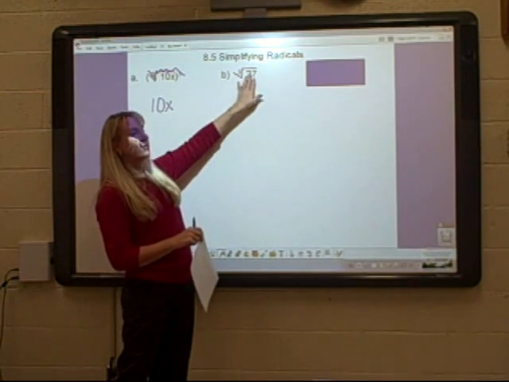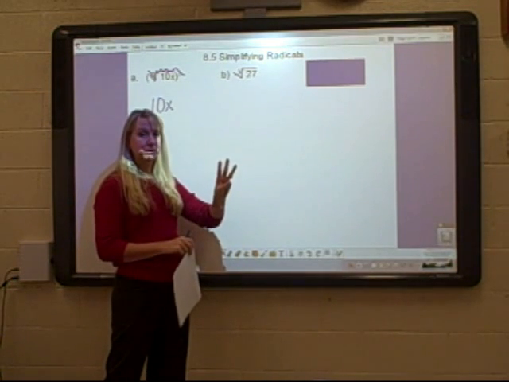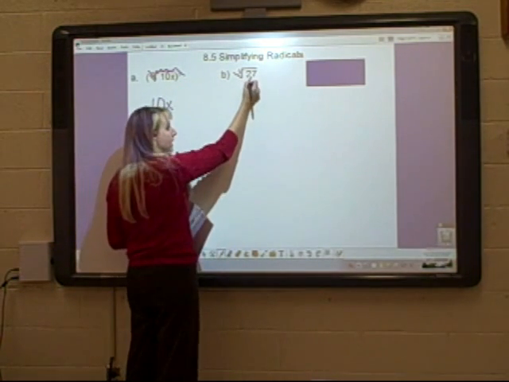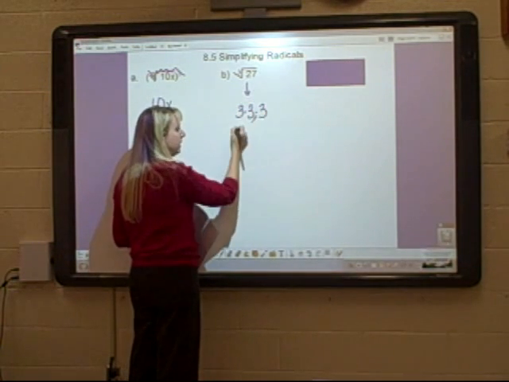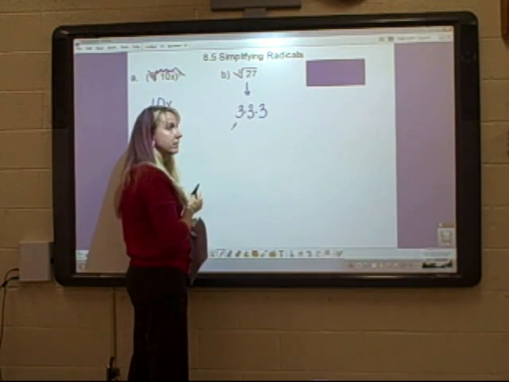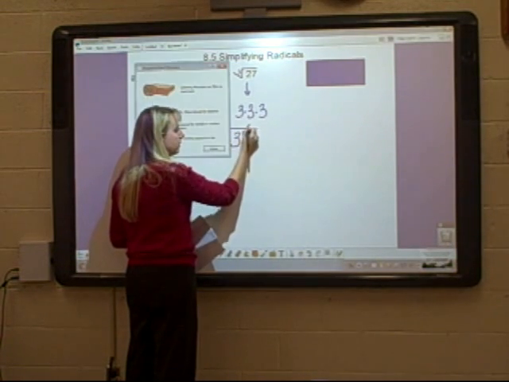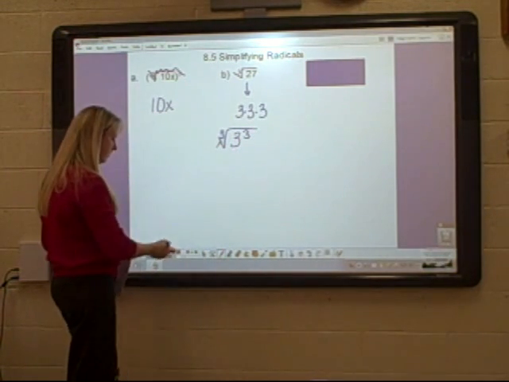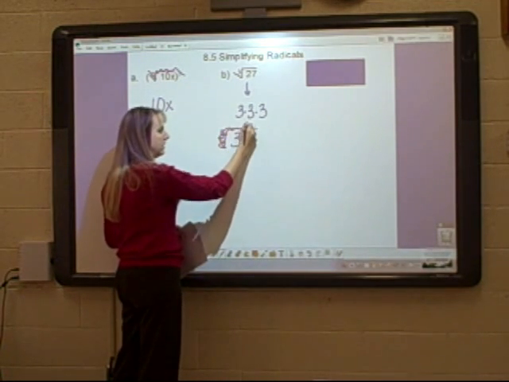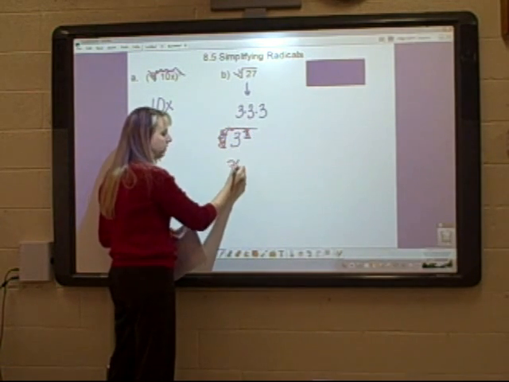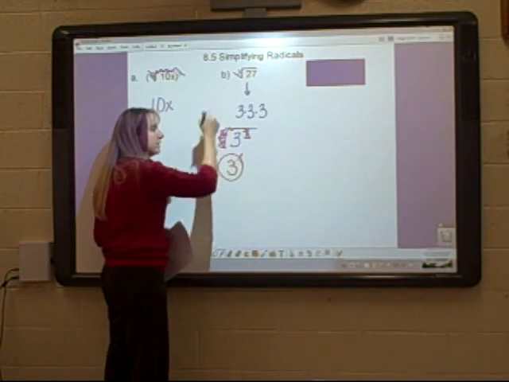So we want to ask ourselves, is there a number out there, one number that multiplies by itself 3 times? Well, I think about 27, and 3 times 3 times 3 gives us 27. Well, I can look at that as the cube root of 3 to the third. Well, a cube and a cube root cancel each other out, so we're left with 3. Because 3 times 3 times 3 gives us 27.